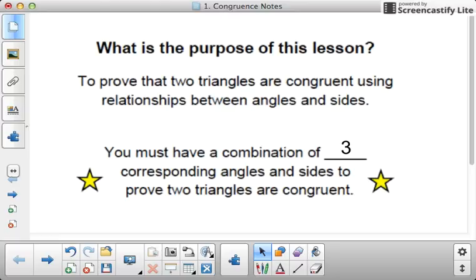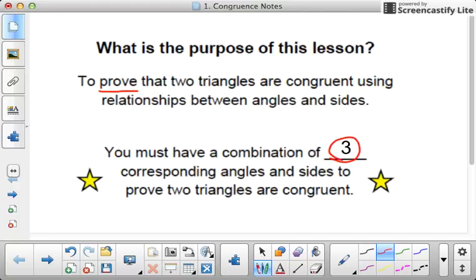Good morning. Today what we're going to talk about is how to prove that two triangles are congruent. When I'm talking about proving the triangles are congruent, I actually don't need to know all of the sides and all of the angles like we looked at the other day. What I need is a combination of any three corresponding angles and sides.